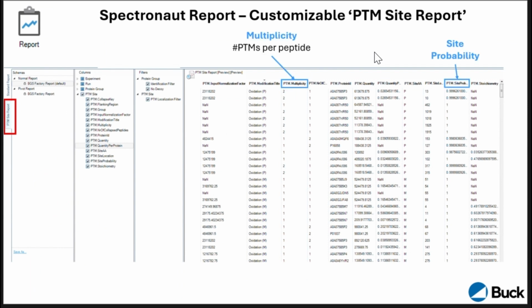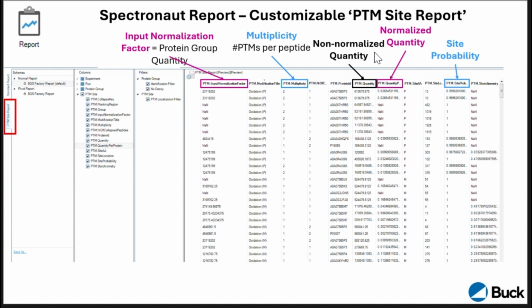You can customize your report. You can see multiplicity, how many PTMs are there per peptide. You can look at the site probabilities. That's a really important feature in Spectronaut. You can filter by that. You can look at the non-normalized quantities. You can look at the protein normalized quantity and the normalization factor. So this is all customizable. And once you've made your report template, you can use it from there on. And there's also defaults there. And of course you can also calculate the stoichiometry.